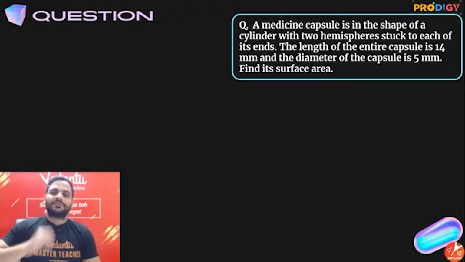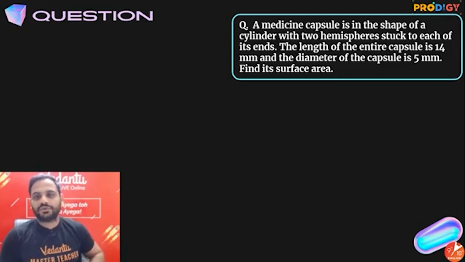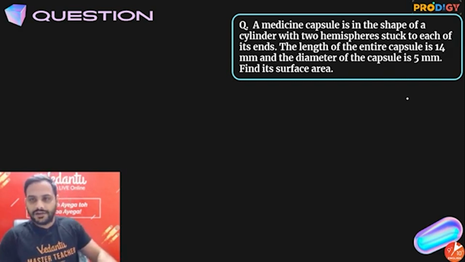Alright, okay, next question. A medicine capsule is in the shape of a cylinder with two hemispheres stuck to each of its ends. The length of the entire capsule is 14 millimeter. The diameter of the capsule is 5 millimeter. Find its surface area.